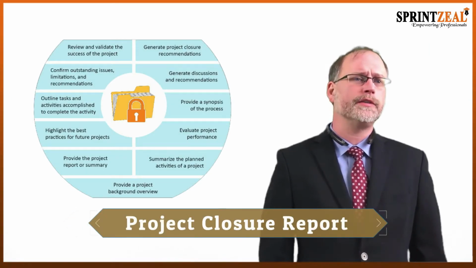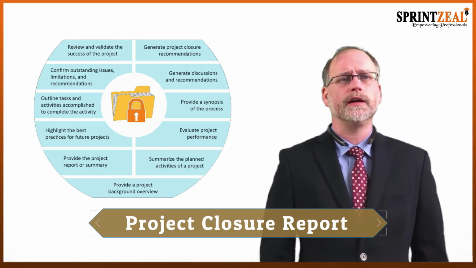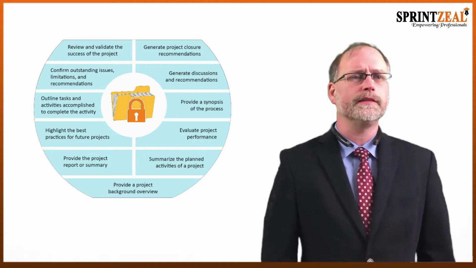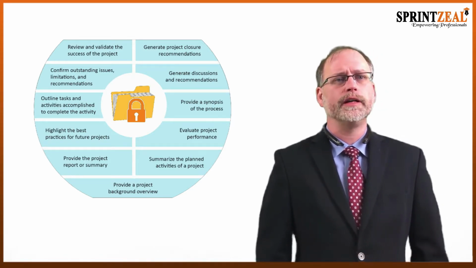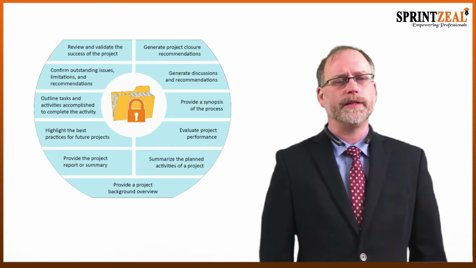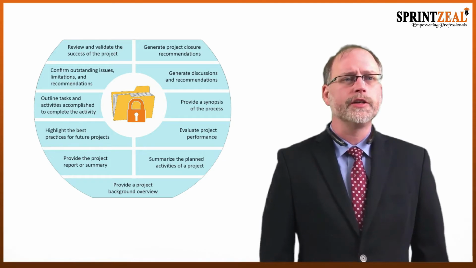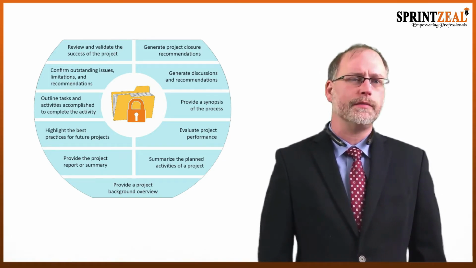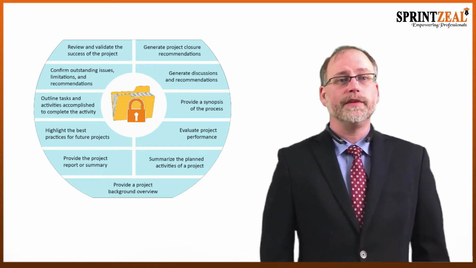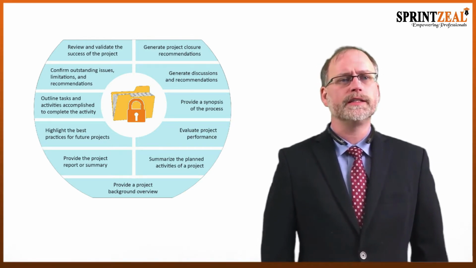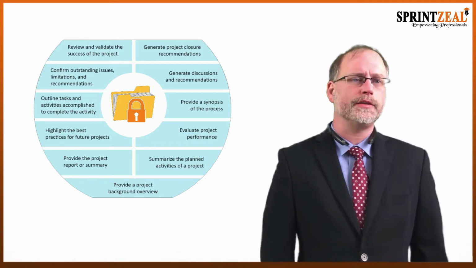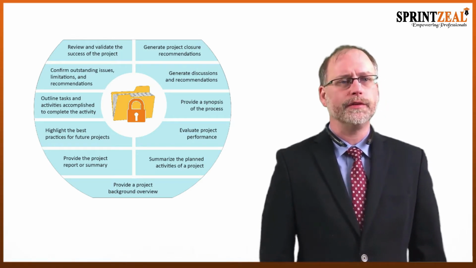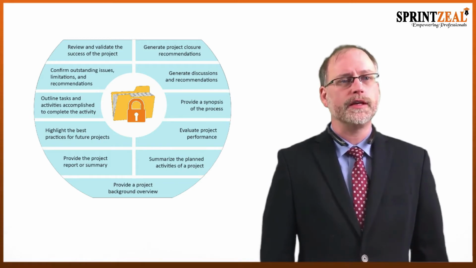Now, this is a project closure report that is created to accomplish the following goals. We're going to review and validate the success of the project, and we're going to generate our project control recommendations. We're going to generate discussions and recommendations, and then we're going to provide a synopsis of the process. We're going to evaluate the project performance and then summarize the planned activities of the project. We're then going to provide a project background overview and provide the project report or summary.